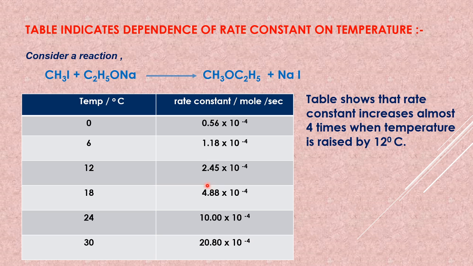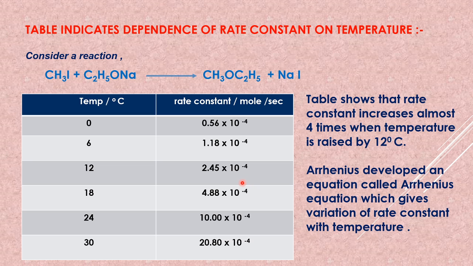This table shows that the rate constant increases almost 4 times when the temperature is raised by 12 degrees Celsius: at 0 degrees Celsius it is only 0.56 into 10 raised to minus 4, and at 12 degrees Celsius it is 2.48 into 10 raised to minus 4. Using these observations, Arrhenius developed an equation called the Arrhenius equation, which gives the variation of rate constant with temperature.